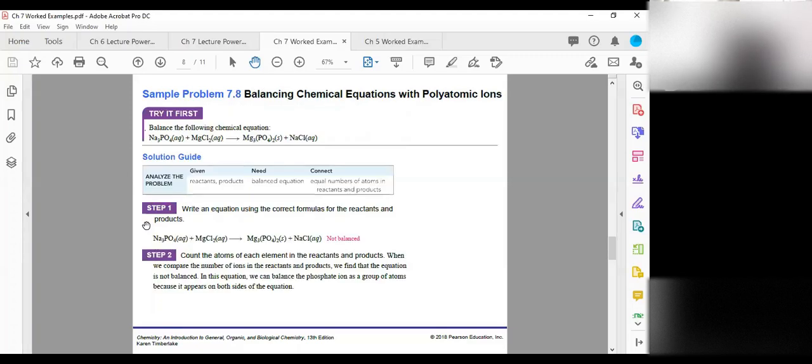Okay, the other hint I want to say, if you have a polyatomic ion, treat it as one unit. Don't treat the polyatomic ion as individual elements. Don't look at it as 1 phosphorus and 4 oxygen. Deal with it as 1 phosphate. So I have 1 phosphate, I have 2 phosphate. I have 3 sodium, I have 1 sodium. I have magnesium. So obviously this is an unbalanced equation. I'm going to need to balance.